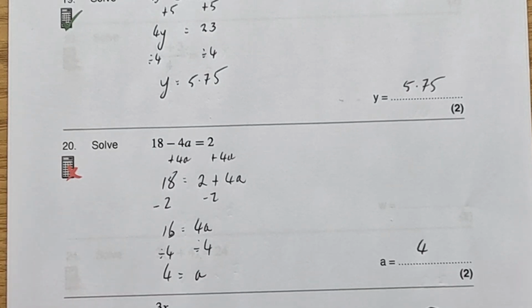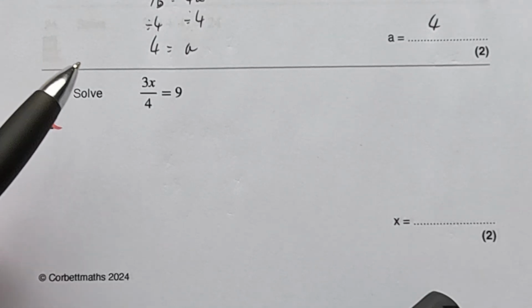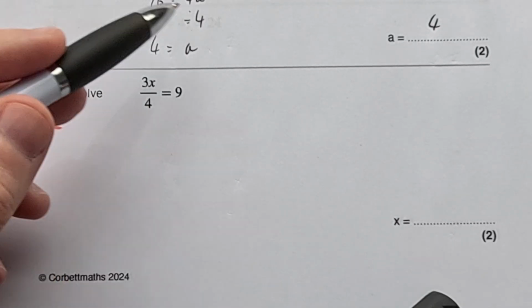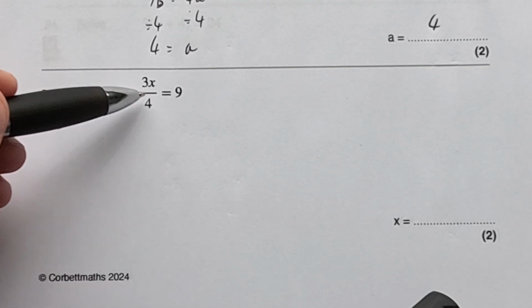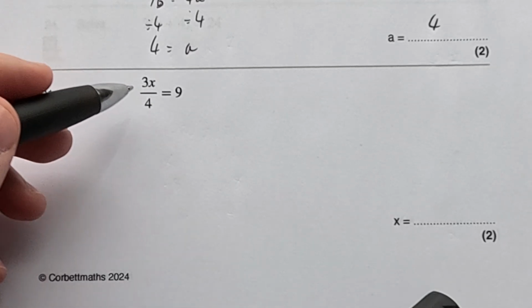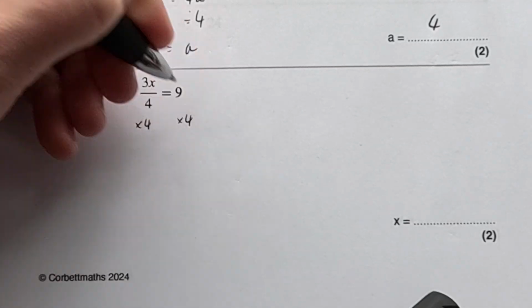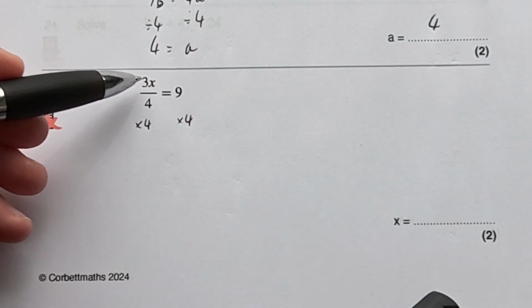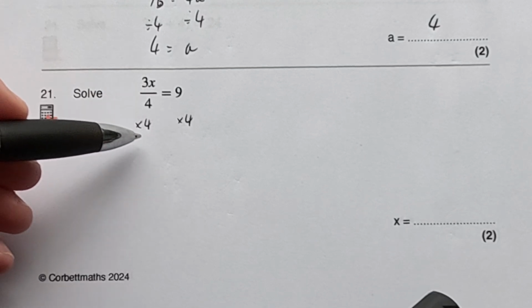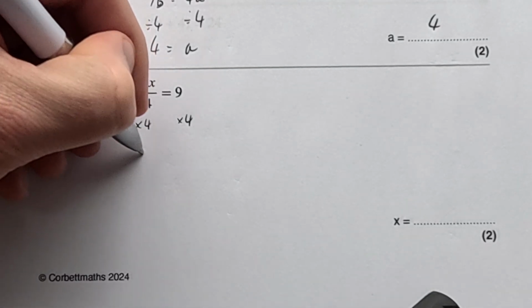So question number 21 says solve 3x over 4 equals 9. So in this equation, what we're going to do is we're going to get rid of this divide by 4 to begin with. And to get rid of this divide by 4, we're going to times by 4. So let's multiply both sides of the equation by 4. So on the left-hand side of the equation, we had 3x divided by 4. We're timesing by 4 to get rid of the divide by 4, so we'd just be left with 3x.